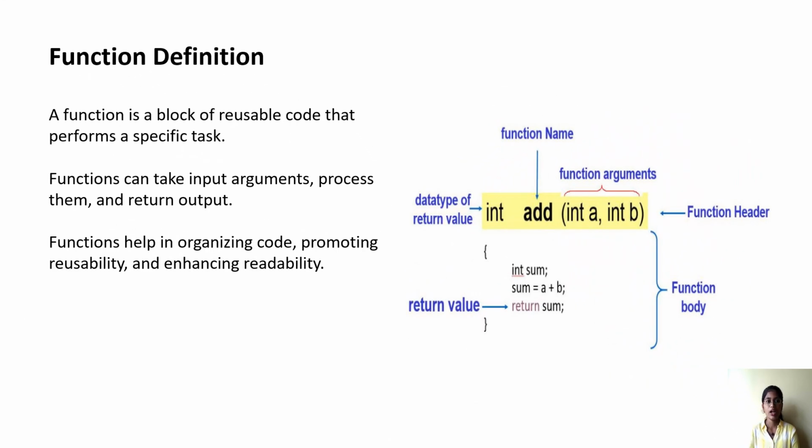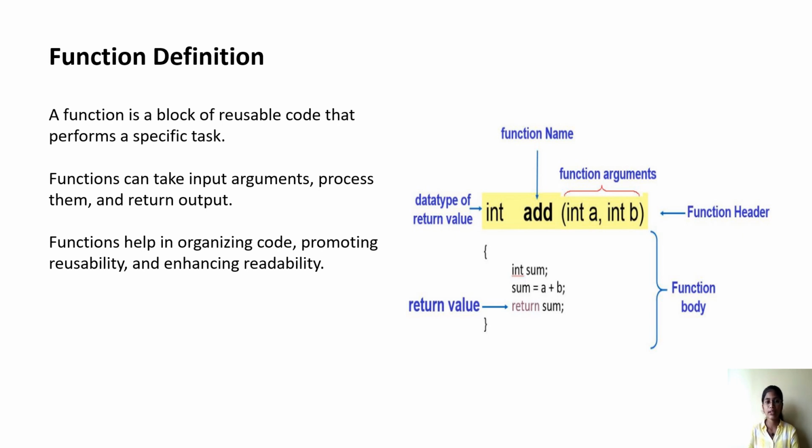Function definition. A function is a block of reusable code that performs a specific task. Functions can take input arguments, process them, and return the output. Functions help in organizing code, promoting reusability, and enhancing readability.